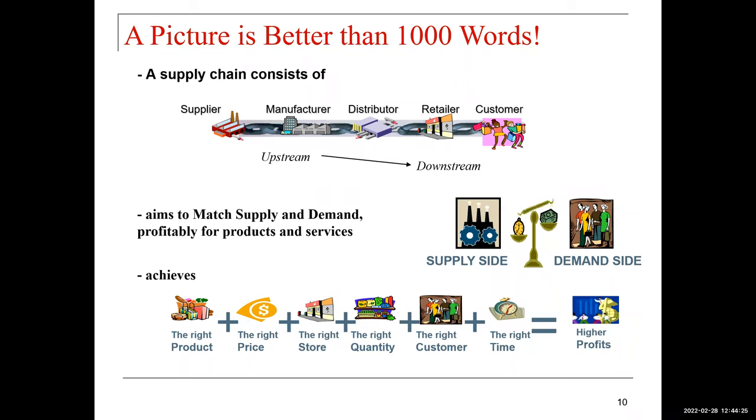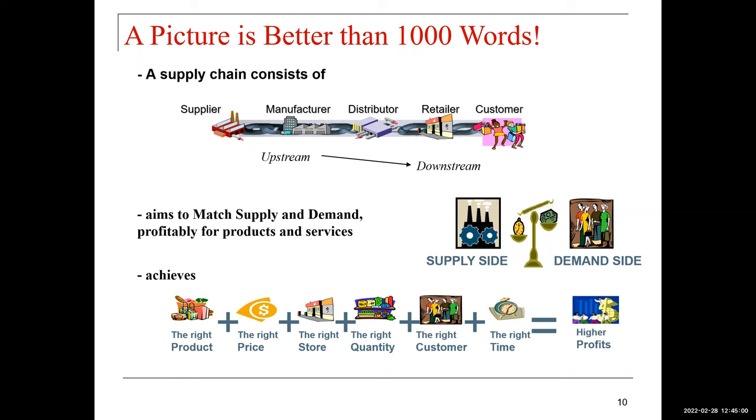The aim is to match the supply with the demand. You don't want to have more product than the demand that you expect to have, because that will create high inventories and it's more expensive, obviously. So you want to try to match the supply and demand. And at the same time, you don't want to have more demand for your product than what you have in inventory. So we want to match that, for profitability for products and services. So that's what I'm trying to illustrate here on the right, the balance between the supply and the demand.